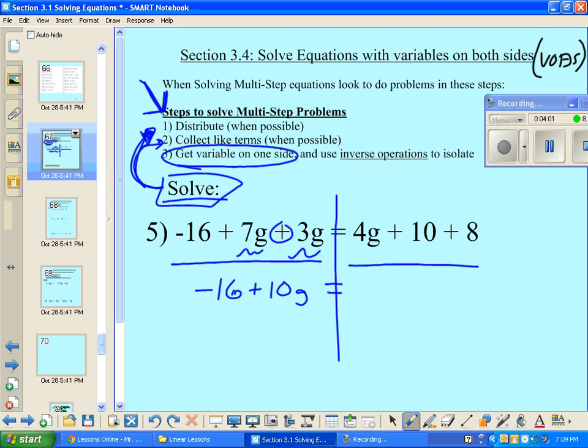So when it says distribute or to collect like terms, it just means look at each individual side. Sometimes you might have to do it for both sides, or maybe just one. But that's what I'm talking about. Look at that side and see what you have to do. Can you do those particular things?